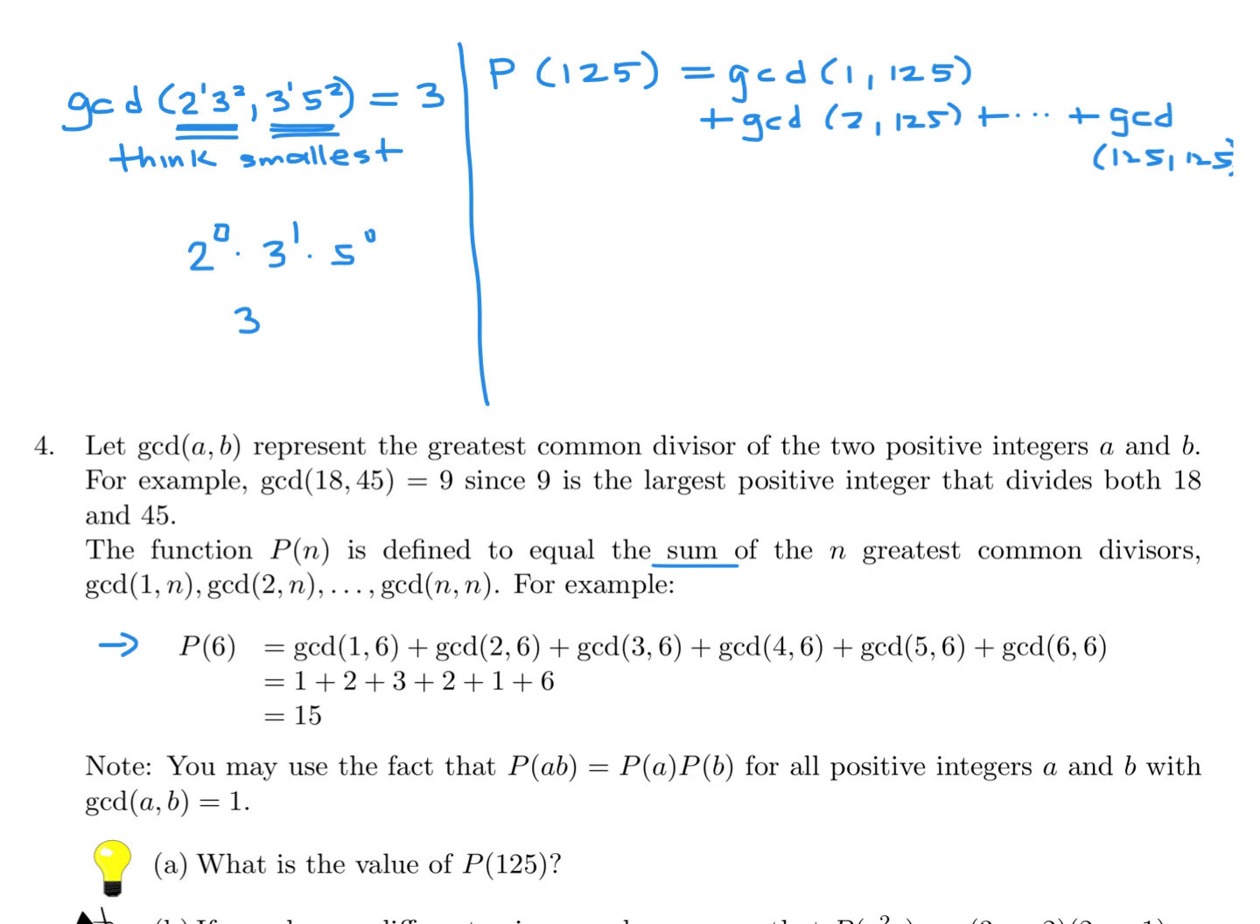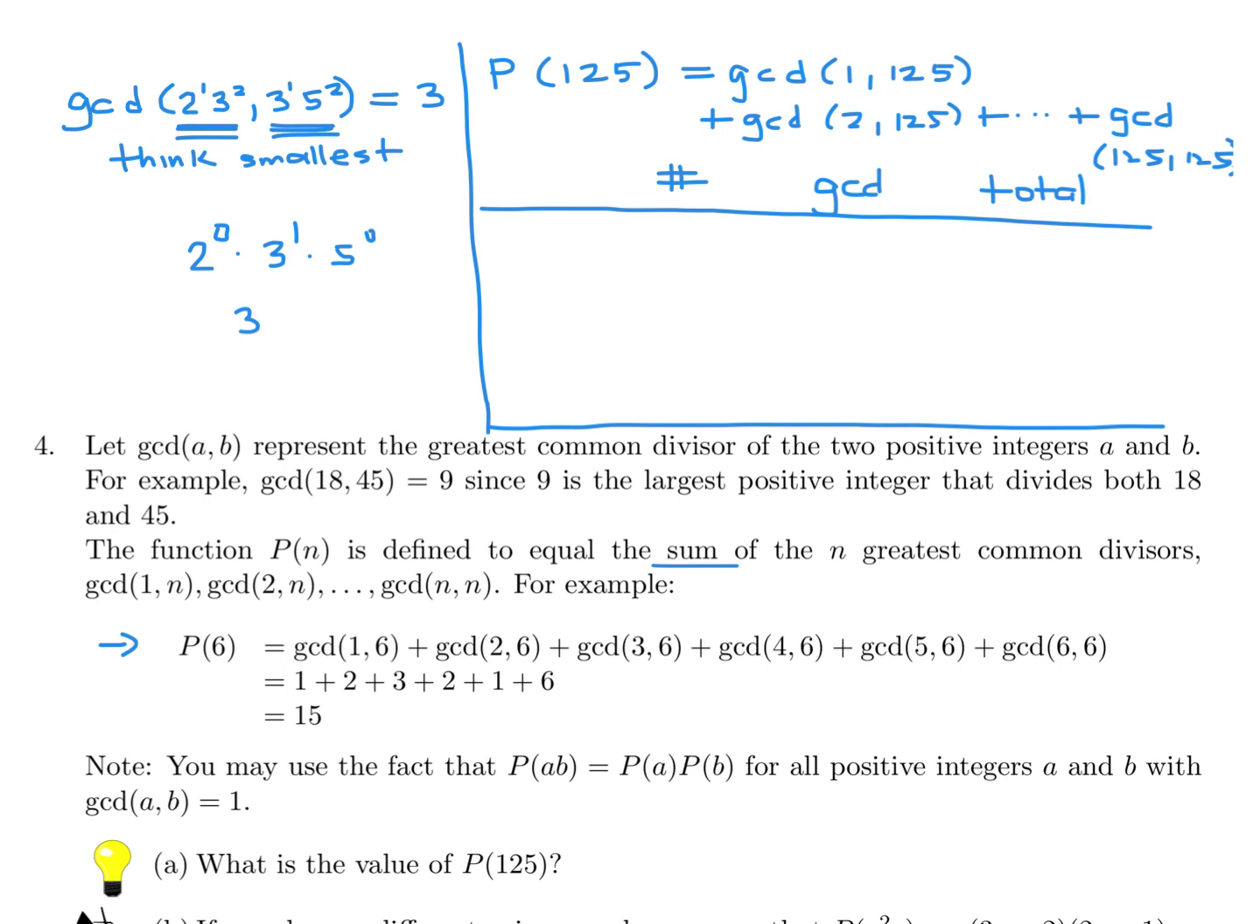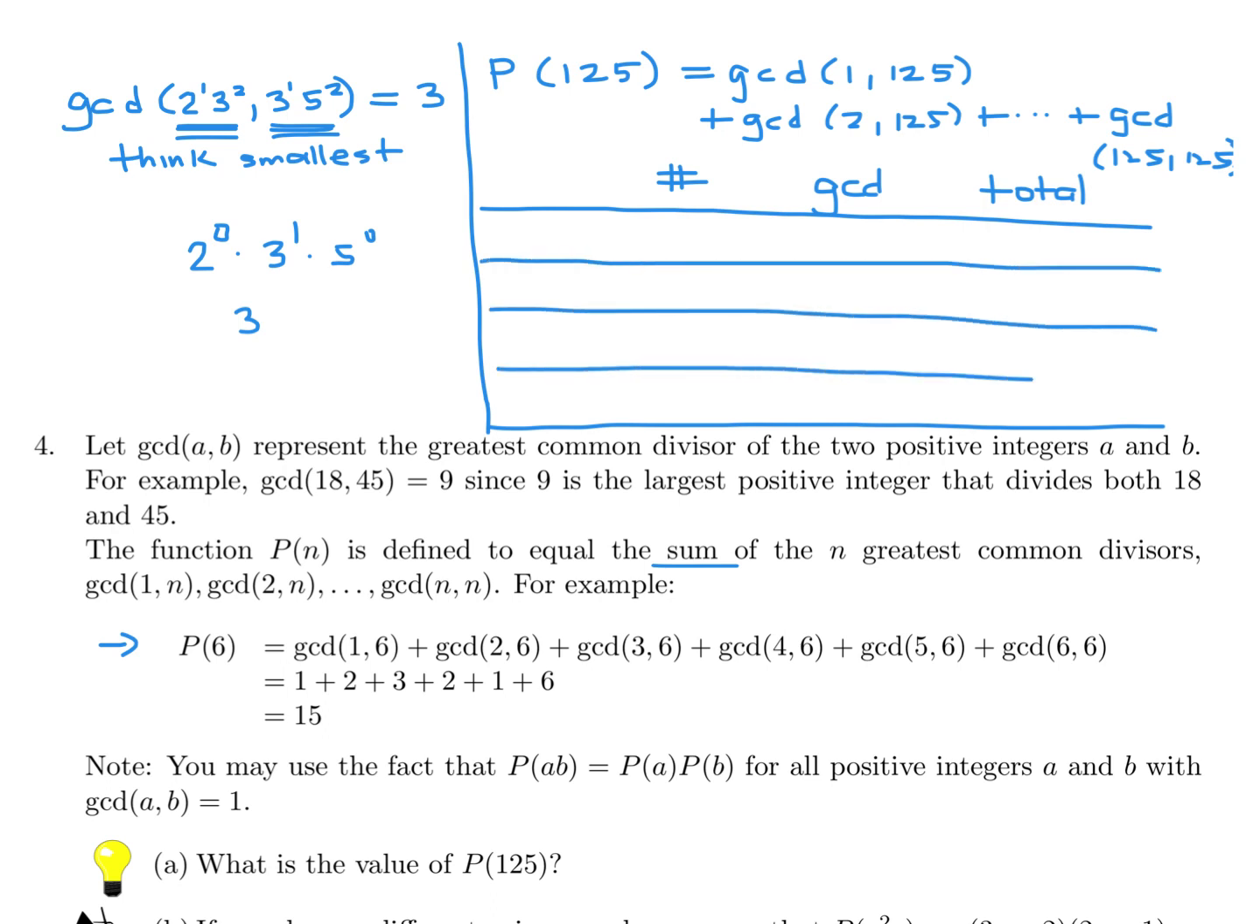And what I'll do is I make a little table. The number, the GCD, and the total. And of course, there's a few categories, and hopefully this will make a lot of sense once it's all done. And then you will become an expert and be able to solve parts B, C, and D of this question. So here we go.